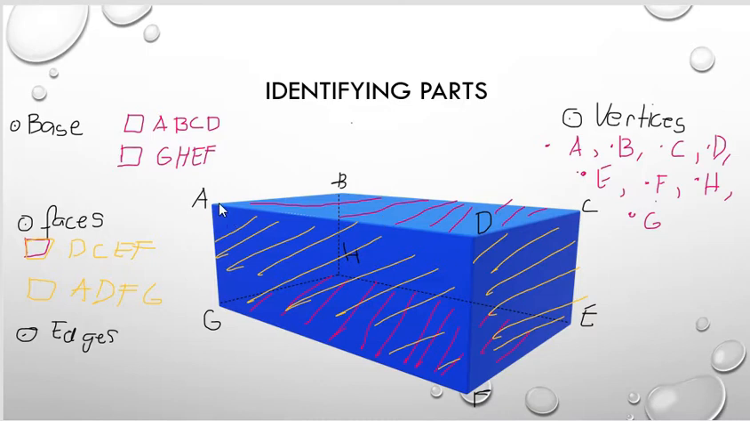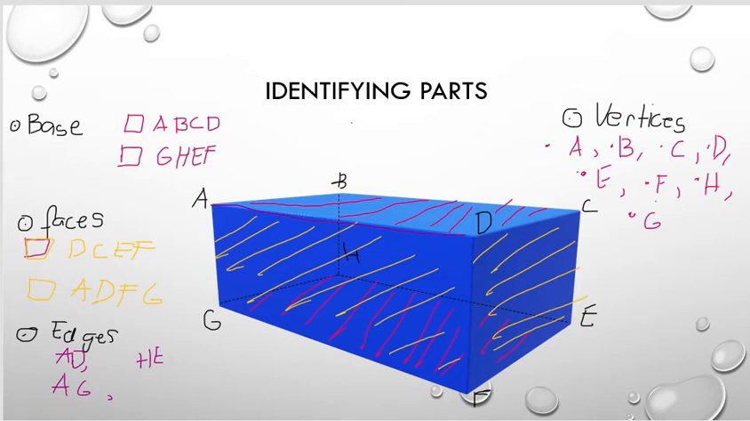Edges are like the corners. It's like a line. So this is an edge. So AD is an edge, right? And then there's more, like AG is also an edge. Then HE is also an edge. And more, alright? That's not all. There's a lot of them that you have.